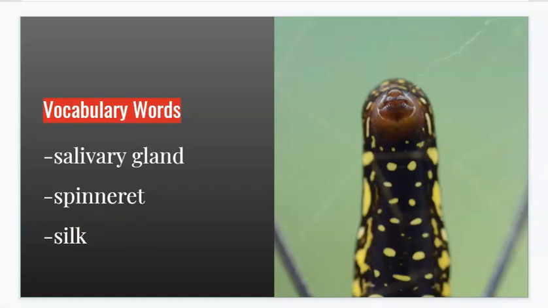Let's talk about the definition of each of these new vocabulary words. Salivary gland. It's located near the spinneret and it produces silk. Spinneret. It's located near the mouth of the caterpillar and it's where the silk comes out of. And the silk. This allows the caterpillar to attach itself to a leaf and protects themselves during the chrysalis stage.